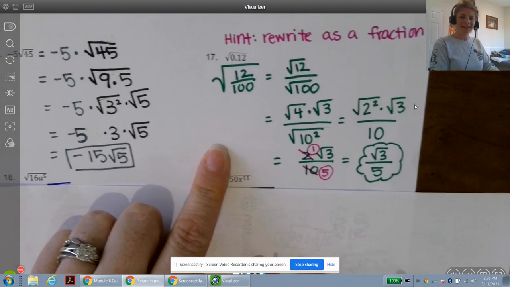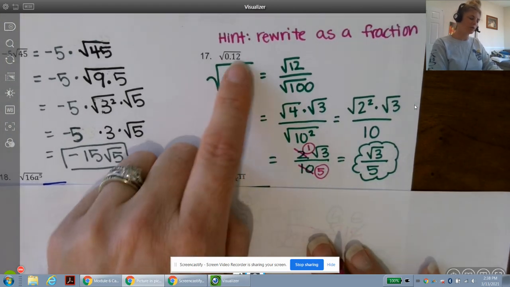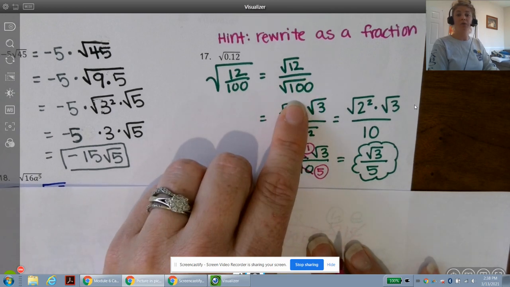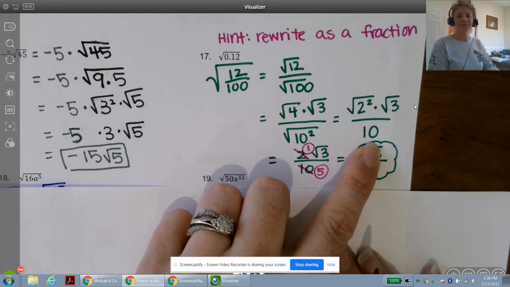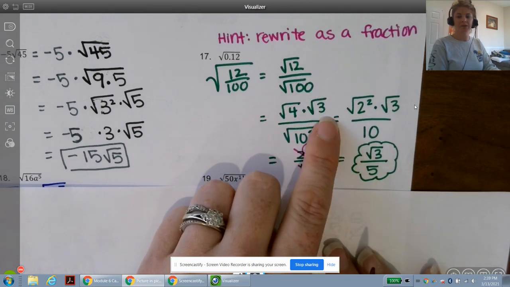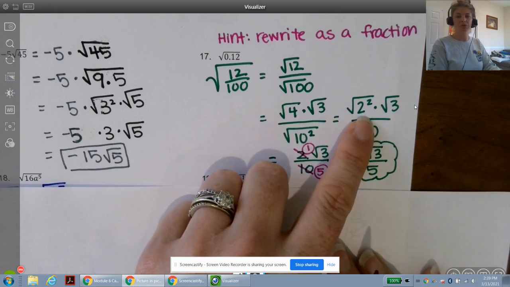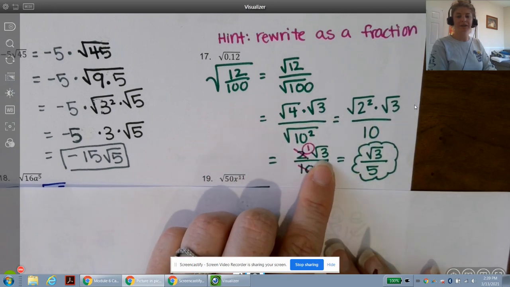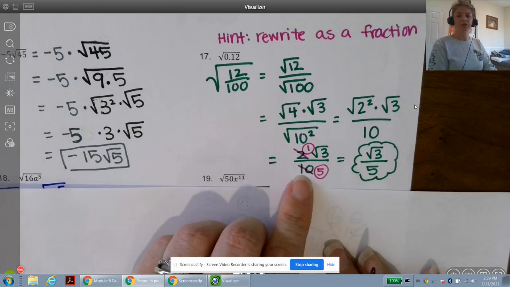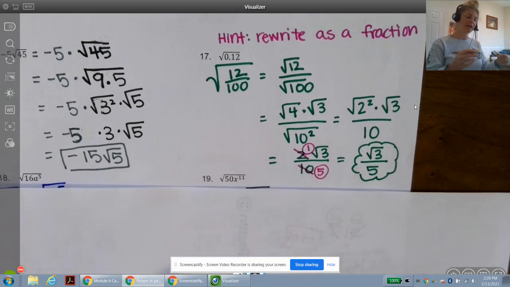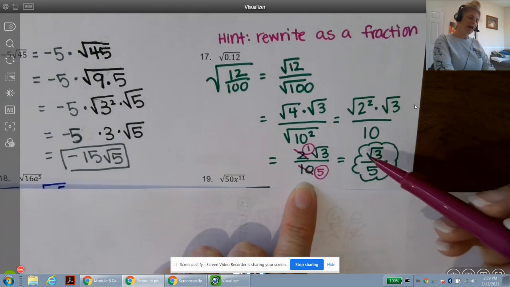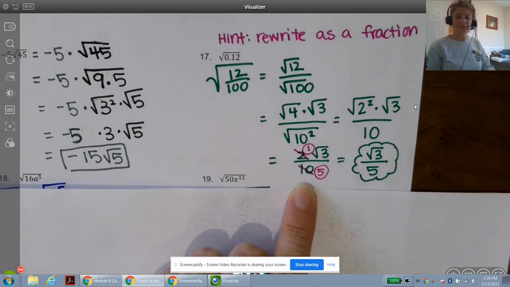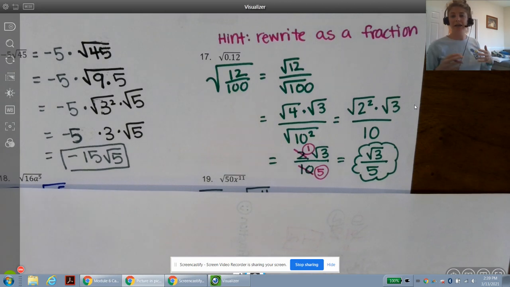17, hopefully you took my hint and you rewrote this as a square root of 12 over 100, which is square root of 12 over the square root of 100. Square root of 100 we know is 10. 12 is square root of 4 times square root of 3. Square root of 4 is 2, so the 2 pulls out and the 3 stays on the inside. Notice 2 and 10, since these are both numbers on the outside, they can be simplified. So if you stopped at 2 root 3 over 10, notice that that has to be root 3 over 5. So always, always check your answer to see if numbers on the outside can simplify together.